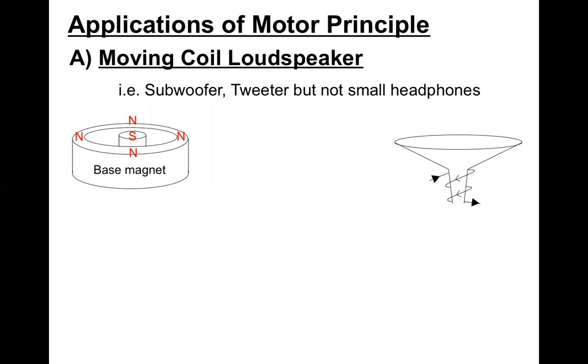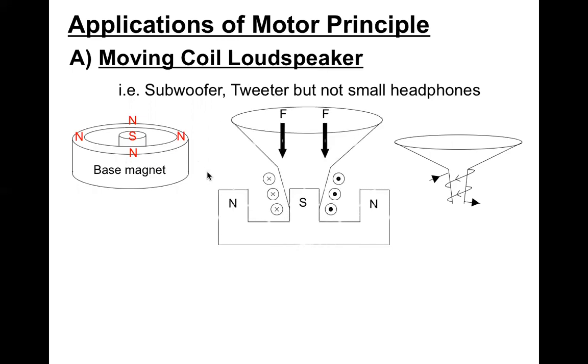So let's talk about some of the applications of the motor principle. The first application is the loudspeaker. This is for a speaker that would produce bass notes, like a subwoofer or a tweeter, not small headphones, because of the high-pitched tones that you would get. For a loudspeaker, you have a base magnet and then you have a cone with wire wrapped around it. So you recognize this. This is going to be an electromagnet.